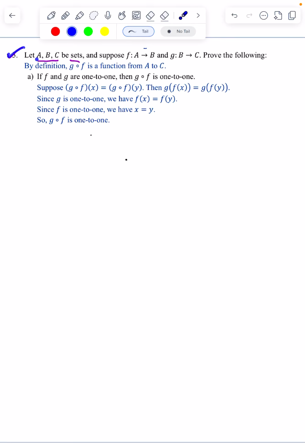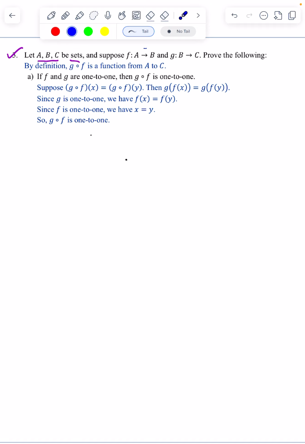In this question, A, B, C are three sets. The function f is defined from A to B and the function g is defined from B to C. In the function f, A is the domain and B is the codomain. In the function g, B is the domain and C is the codomain. Then we have to answer the questions.